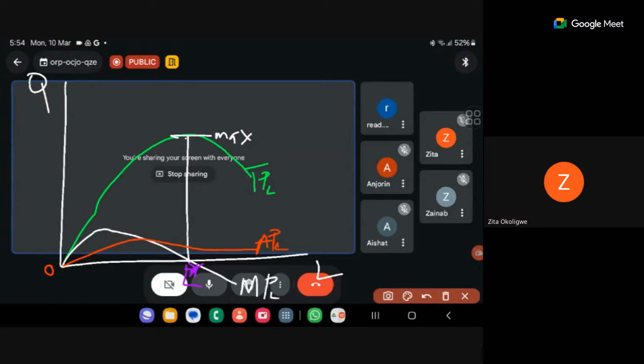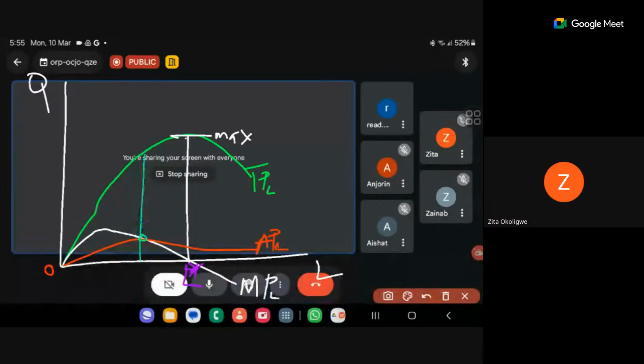Marginal product cuts average product at this point, and that only occurred at the point where AP is maximum. That means that MP and AP are equal at the point where AP is maximum. Marginal product usually meets average product at the point where average product is at maximum. So you can divide it out, so that those three stages will be shown on the graph this way.